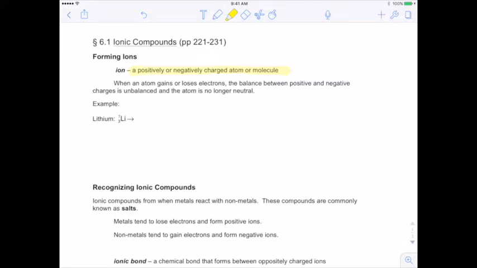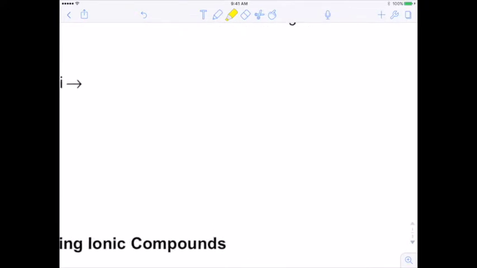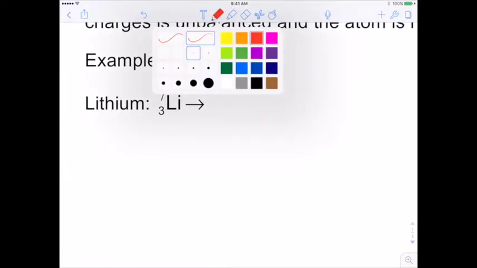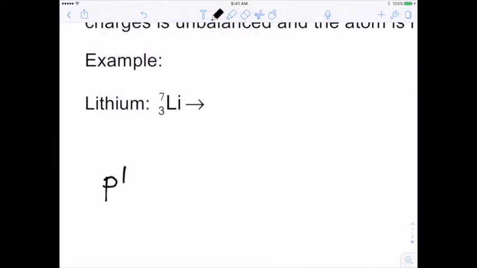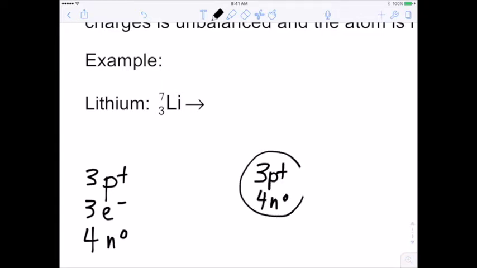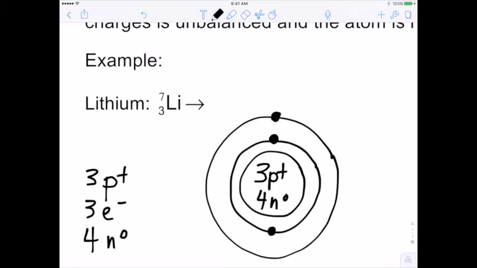So in order to examine ions, I want to take a look at lithium. Now lithium, based on its atomic mass and atomic number, has 3 protons, therefore 3 electrons, and 7 minus 3 is 4 neutrons. So let's draw a Bohr-Rutherford diagram of lithium. We'll start with the nucleus, 3 protons, 4 neutrons, and surrounding the nucleus, we'll draw in the electrons. In the first shell, we have 2 electrons, and in the second shell, we have 1 electron.